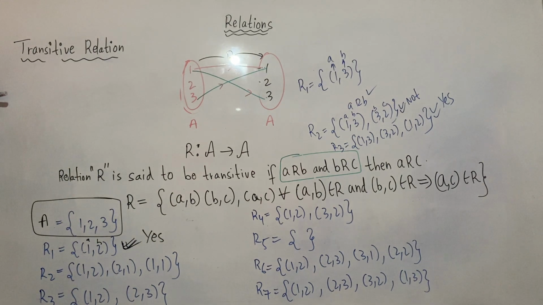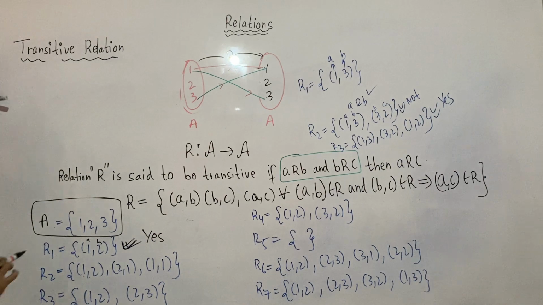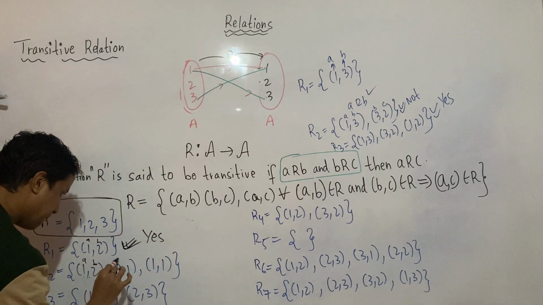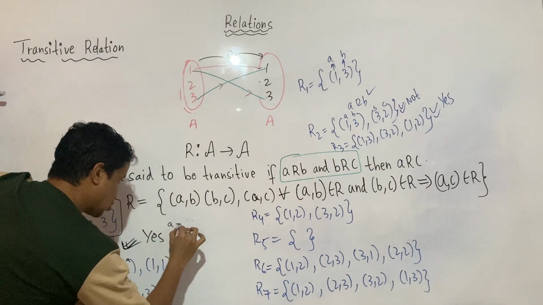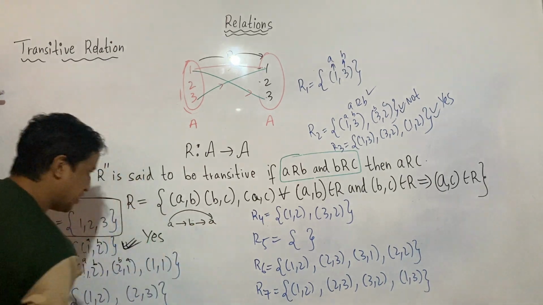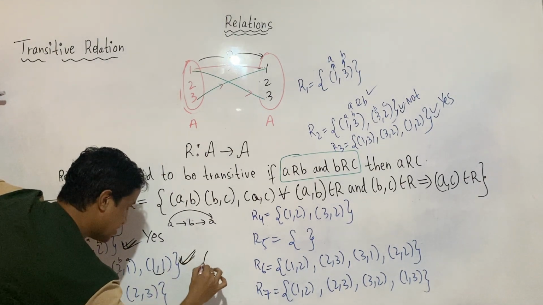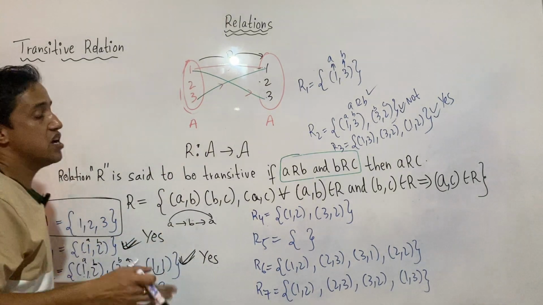Go to the next relation, this is 1 2, fine, A B. Okay, now see here, this is AB, right? This is BA, right? So A is leading us to B, B is leading us to A, then A must lead us to A. Which means that this relation is also transitive, right?